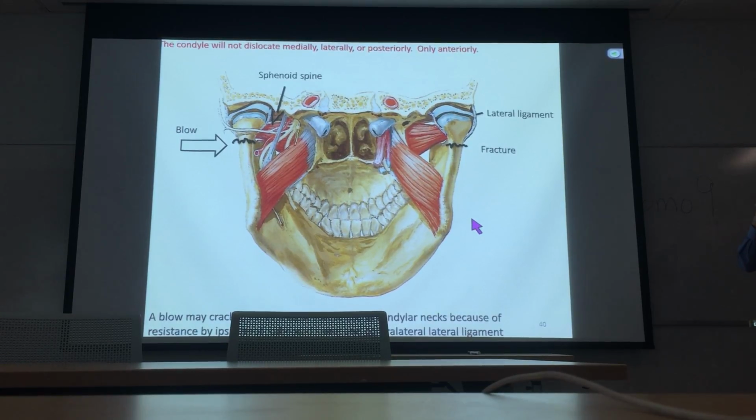So when somebody gets an open lock, remember it's because the head of the condyle slid across the articular eminence and gets locked in that anterior spot. They're not going to get locked in another direction, just anteriorly.